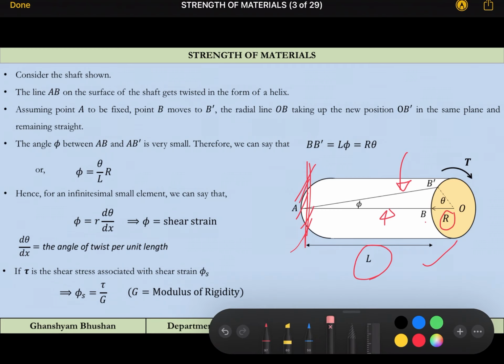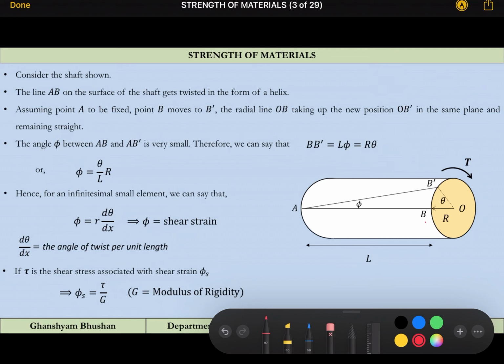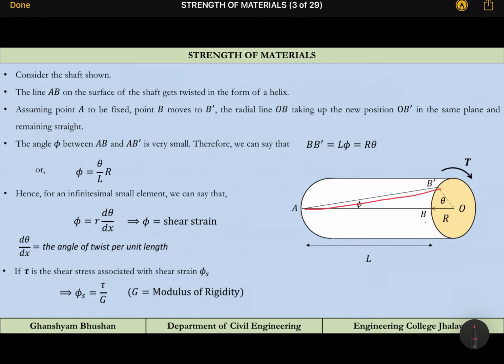So what is actually happening? Two types of rotation are happening. One is on the surface, so you can see this is the twisting, and another is here in this cross section. What has happened? This was OB and this has become OB dash. So here also the twisting has happened.